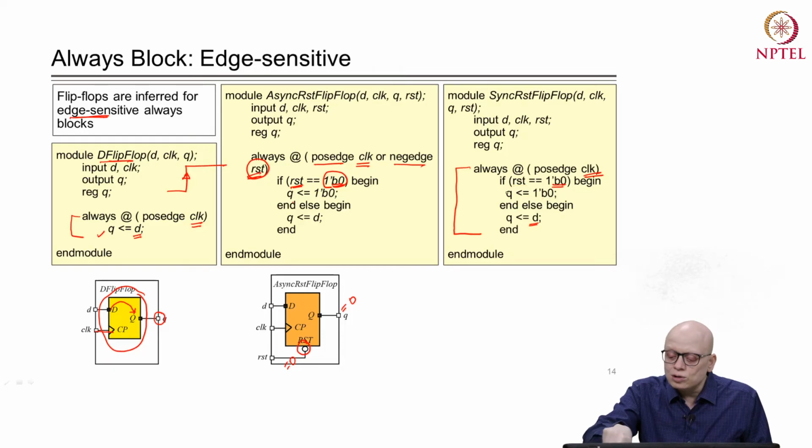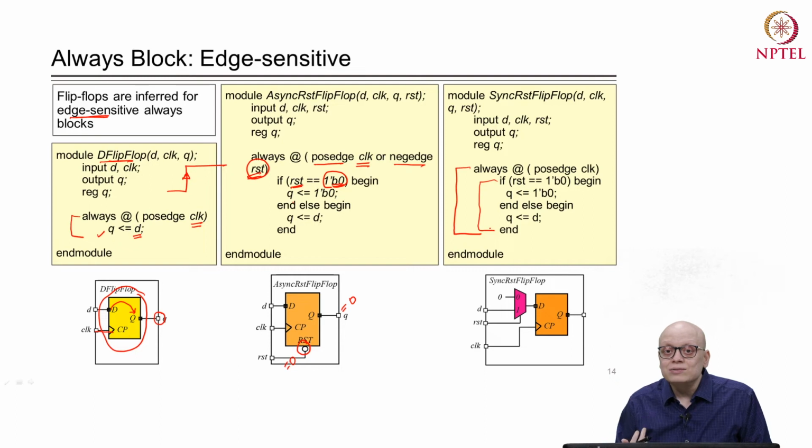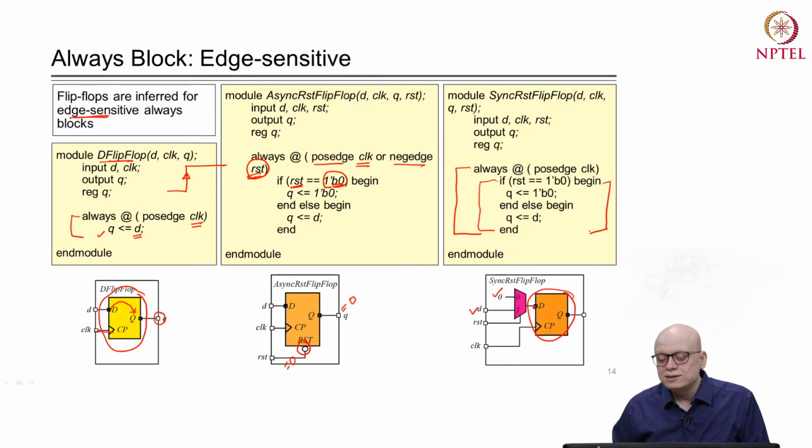So, we can look into this part and consider it as a multiplexer, and therefore a circuit like this can be inferred by the tool. So, there is a flip flop, and the D input that is coming to the flip flop is either 0 or D, because this if else statement corresponds to a multiplexer that we have seen earlier.